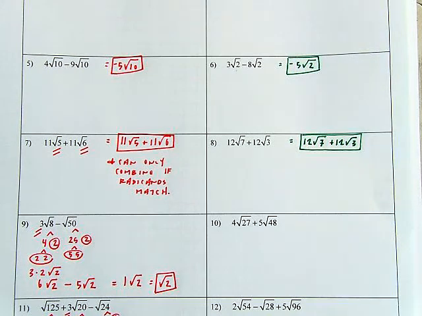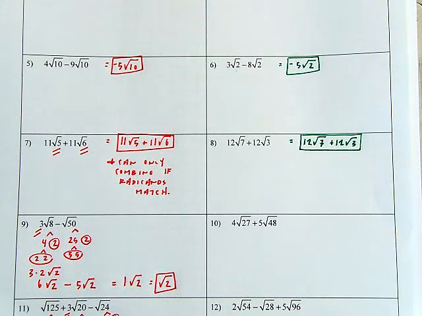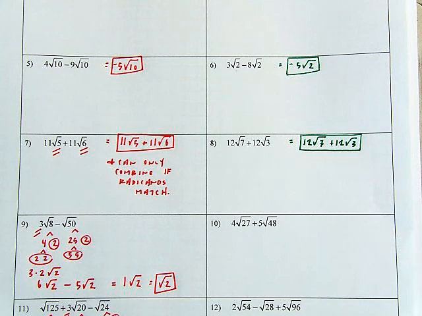It is just like when I have 4x plus 6x. If I'm adding those two, I can make 10x. But if I have 4x plus 6x squared, I cannot combine a linear with a quadratic term. Okay, same thing translates to the radicals. We can only combine if they are like terms, and like terms means that they have a common radicand. The number underneath the radical is the radicand.